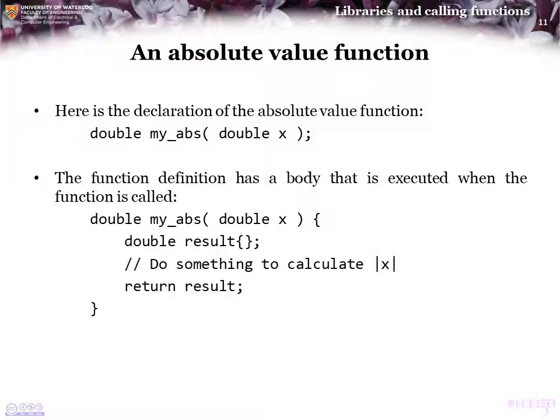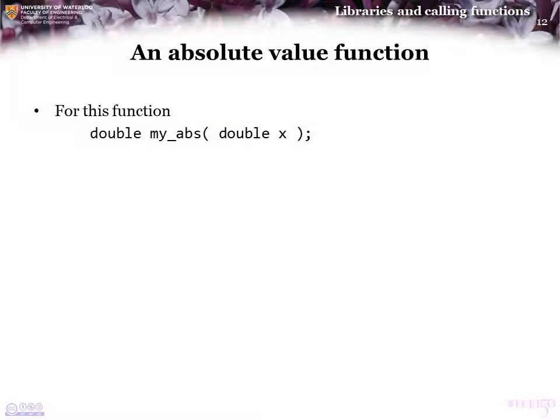Result is local to this function body. That is, the scope of result is the function myAbs. You cannot access that local variable anywhere else other than inside this function.